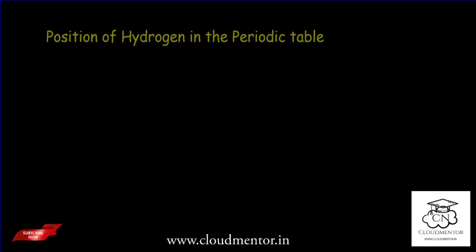Hydrogen is the lightest element and the first member of the periodic table. It was first isolated by an English chemist and physicist, Henry Cavendish, but the name hydrogen was given by Lavoisier due to its water-producing nature. So that was about hydrogen.